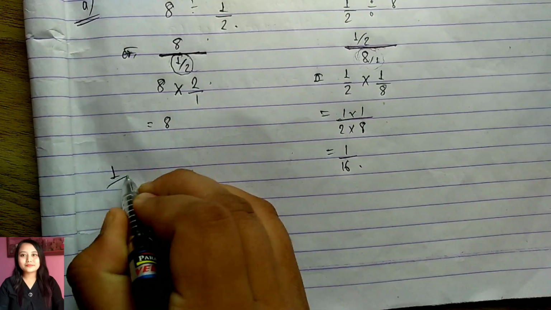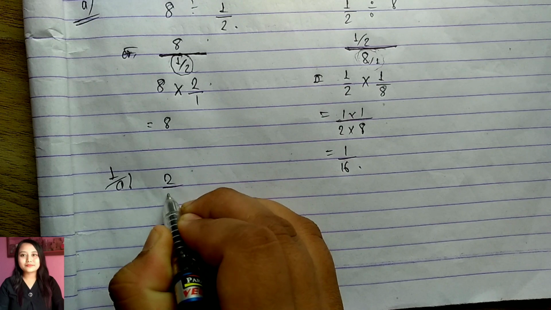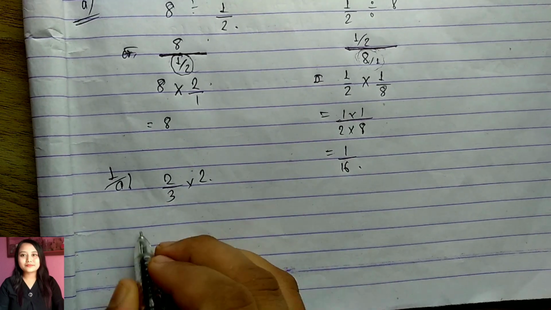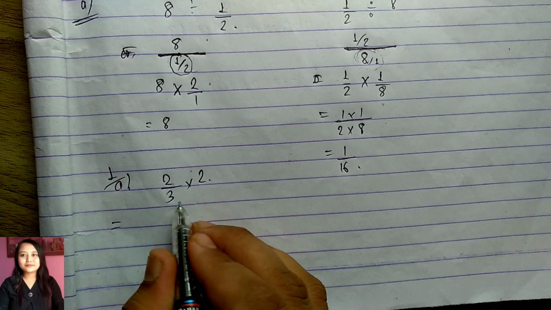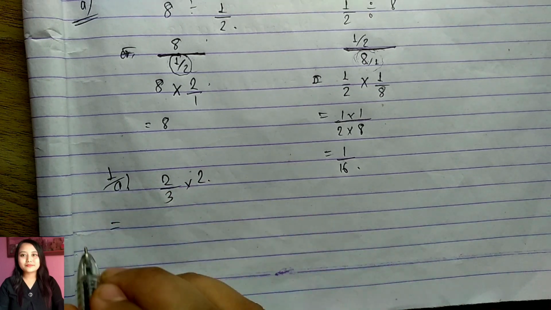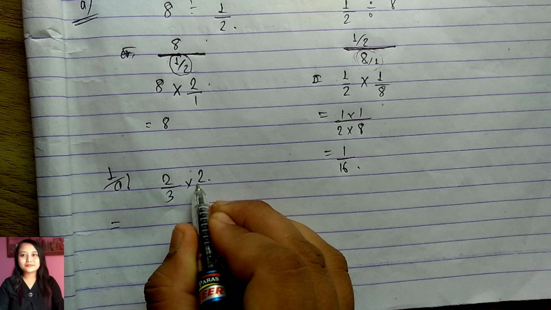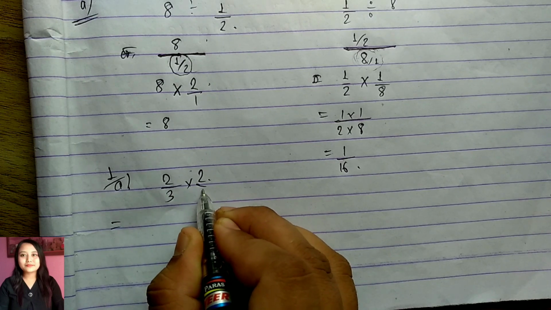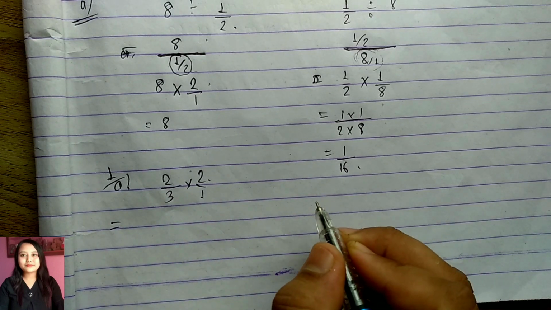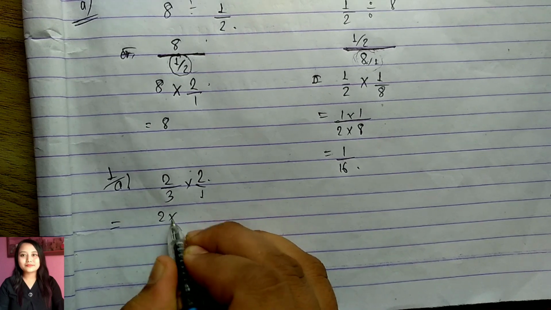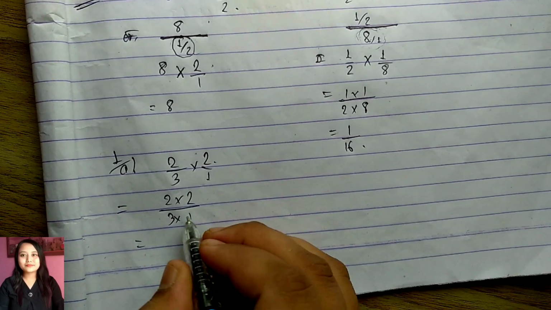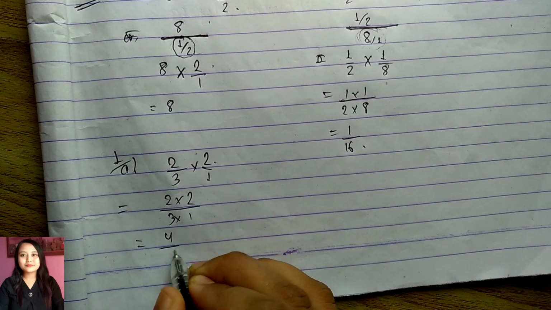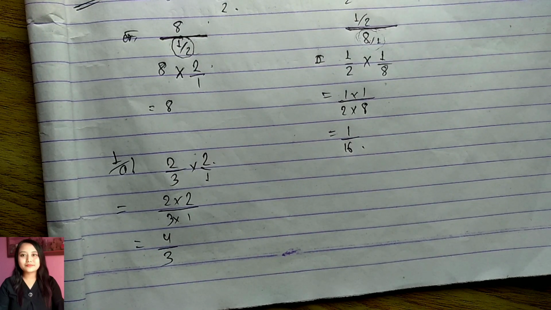So in question number 1a, 2 by 3 into 2 is given. As I have said, when there is a multiplication sign, we can simply multiply the numerators and denominators. Here there is nothing in the denominator, but we can assume 1. If you are feeling confused, we can assume 1. So 2 into 2 upon 3 into 1. It's the simple multiplication method, and it will be 4 upon 3. So this is the answer.